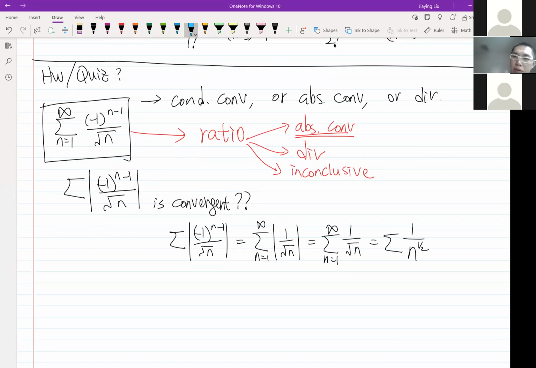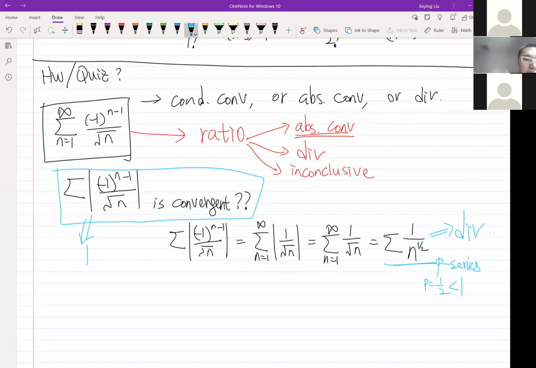And from here, you can try to use ratio test, but I'm not. I'm just going to use the p-series test, because that's the 1 over n to the p. From p-series test, we know that p is equal to 1/2, which is less than 1, and it's going to be divergent. So this series, when we apply the p-series test, is divergent. That means the one with the absolute value that I'm interested to find, this part, is divergent.